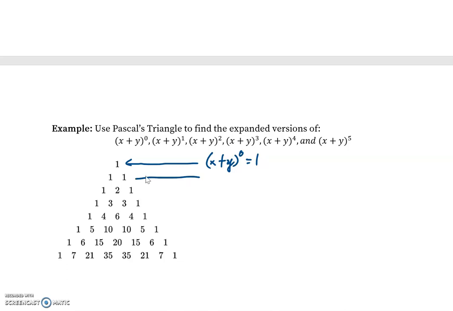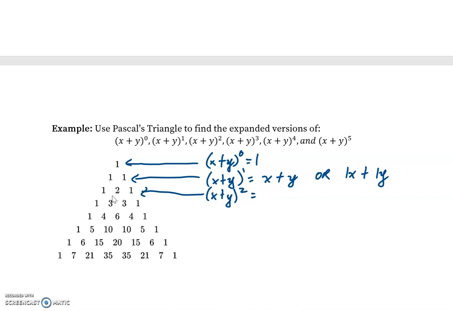But if we do x plus y to the first, this says, okay, you're going to use these coefficients here. So basically, anything to the first is just itself, x plus y. But what does this really mean? This means we have one x and one y. So 1 and 1 are what we took from here. It gets a little bit more interesting when we actually square this thing. So x plus y squared.